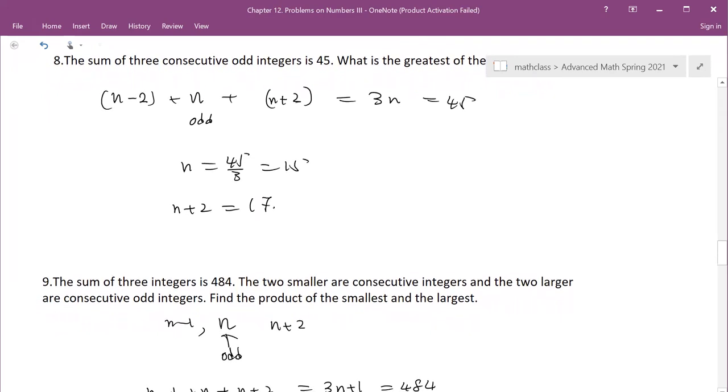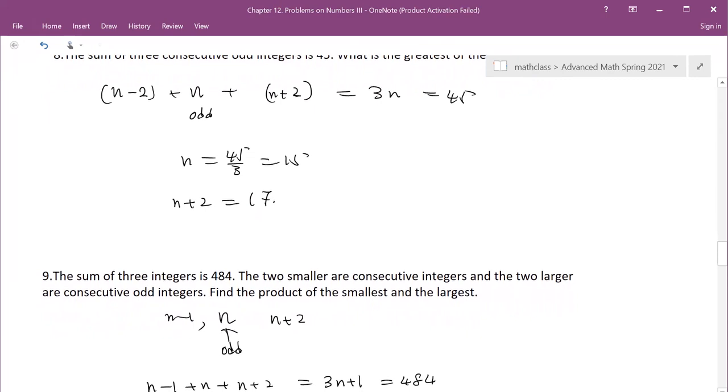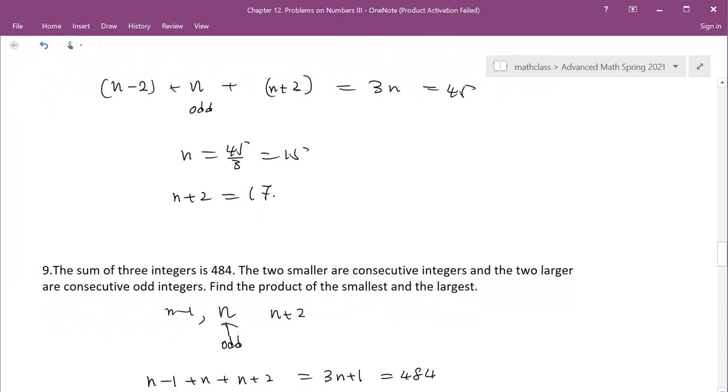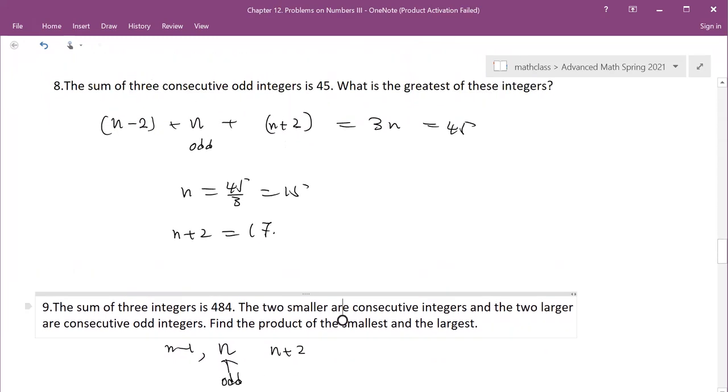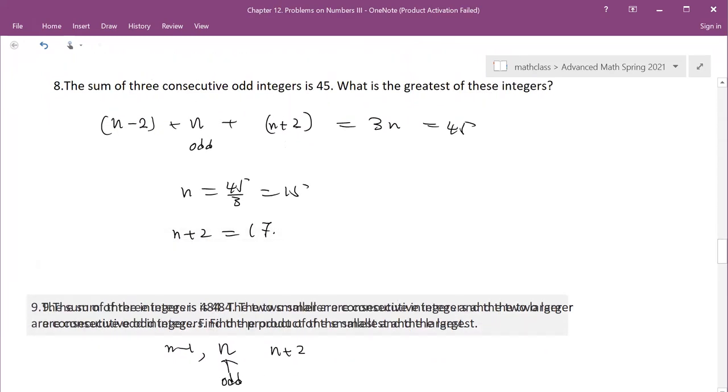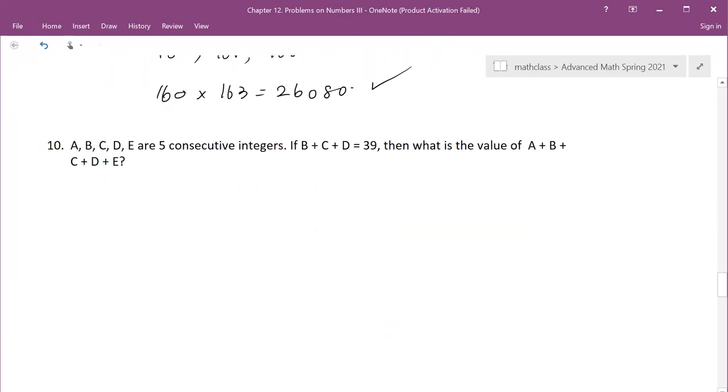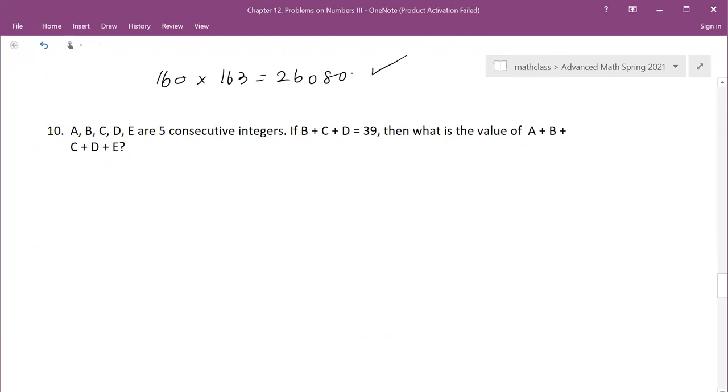No, we're not asking to find the sum of these three numbers. We just find the greatest of these 3 digits. So different questions. All right, so let's take a look at this number, okay?